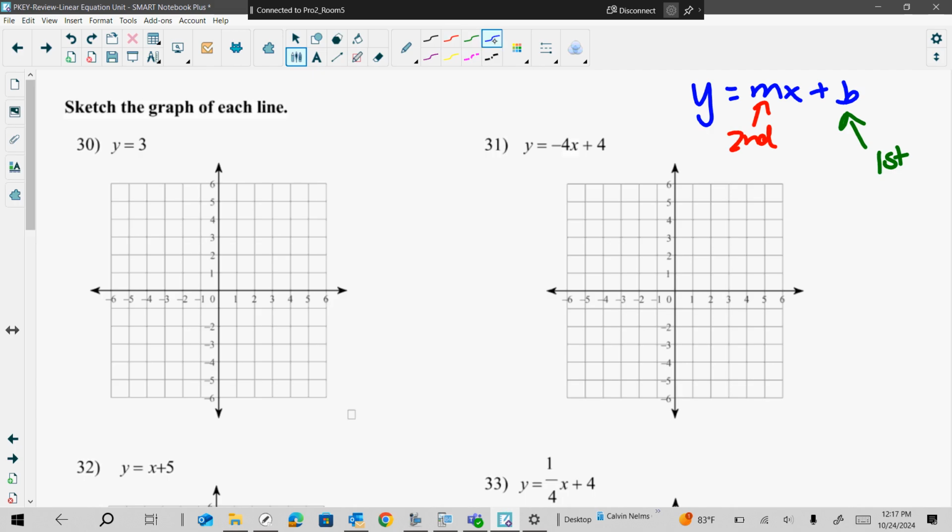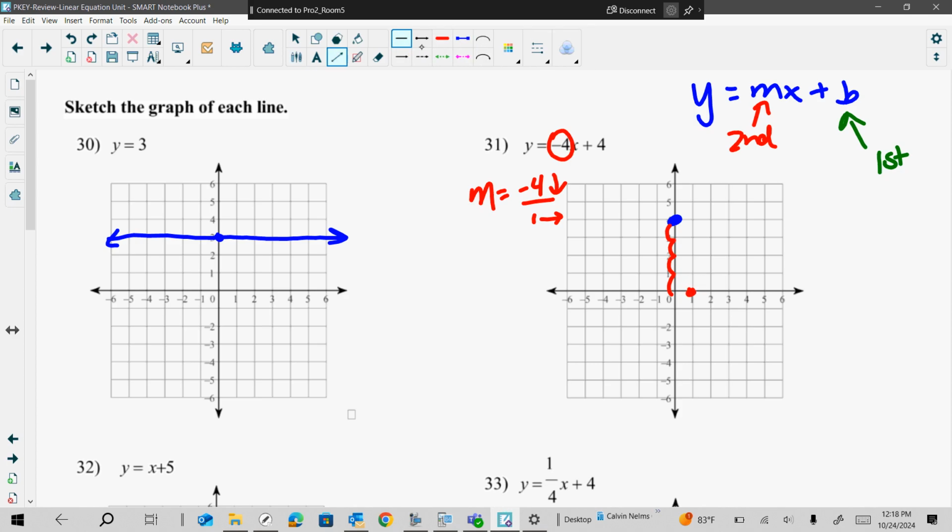So here, if it's y equals the number, that number is at 3. That should be just a horizontal line here. For graphing here, we do the y-intercept first. Our slope is a -4. So that means down 4, to the right 1. So you count down 4 and then to the right 1. And then we can put a line through those points.